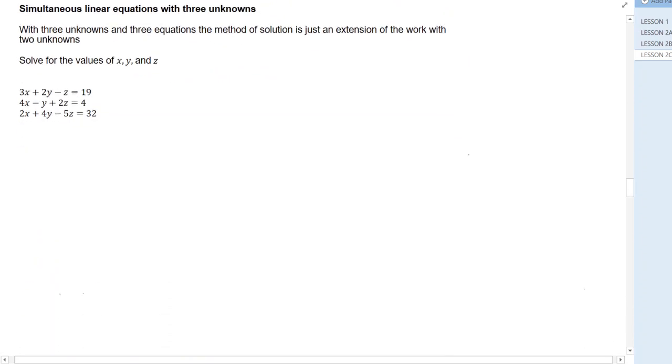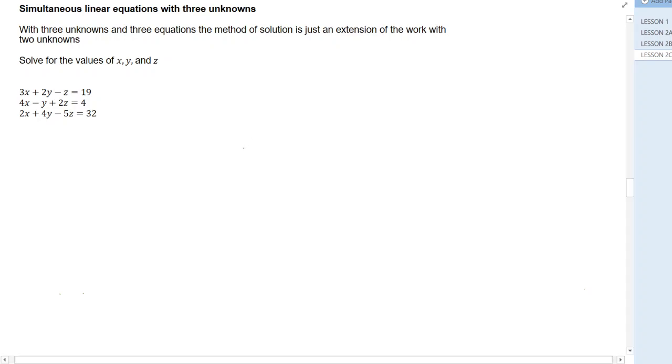Okay, so we have here the simultaneous linear equations with three unknowns. The three unknowns there are x, y, and z. So with three unknowns and three equations, the method of solution is just an extension of the work with two unknowns. So solve for the values of x, y, and z for these three equations.